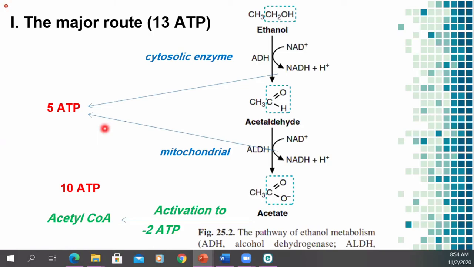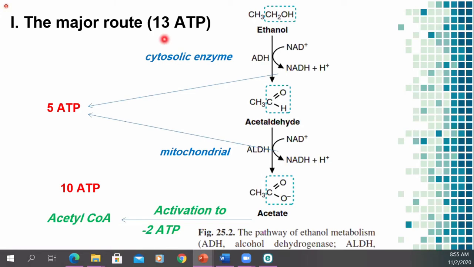If we say a molecule is responsible for the production of 2.5 ATP, the conversion of acetate to acetyl-CoA by the acetyl-CoA synthase enzyme will consume 2 ATP molecules. So we must take these into consideration. And we have 10 ATPs that will be generated by acetyl-CoA oxidation during the Krebs cycle. So in total you will have 15 minus 2, so the net amount of ATP will be 13 ATP.